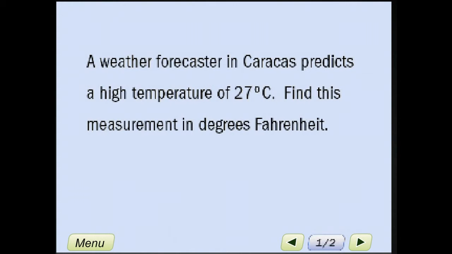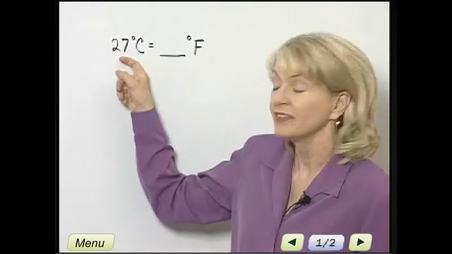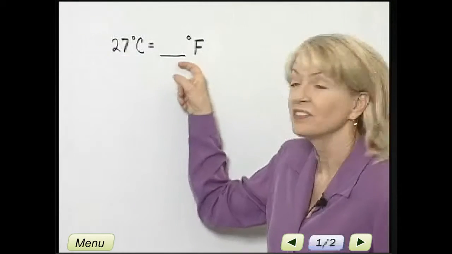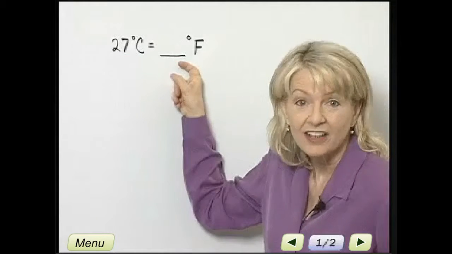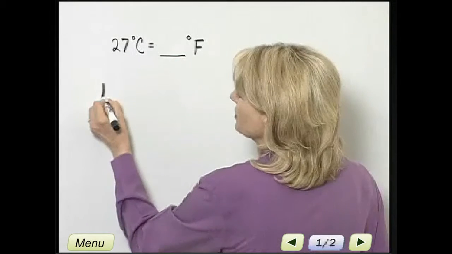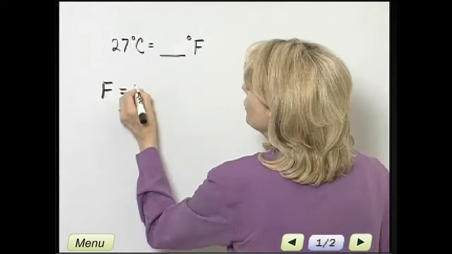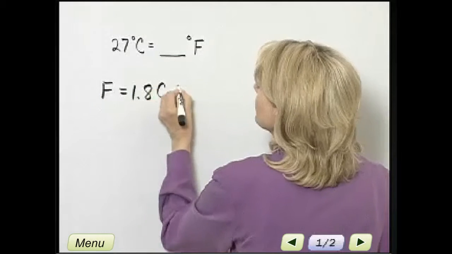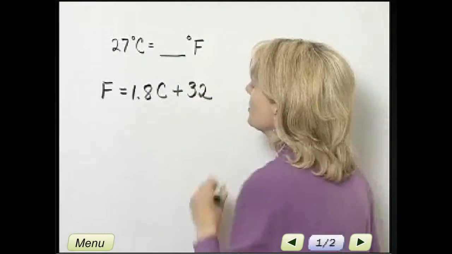A weather forecaster in Caracas predicts a high temperature of 27 degrees Celsius. Find this measurement in degrees Fahrenheit. Basically, we're given this, and we want to find this. So we use one of those two formulas. I'll just use the fact that Fahrenheit equals 1 8/10 Celsius plus 32.